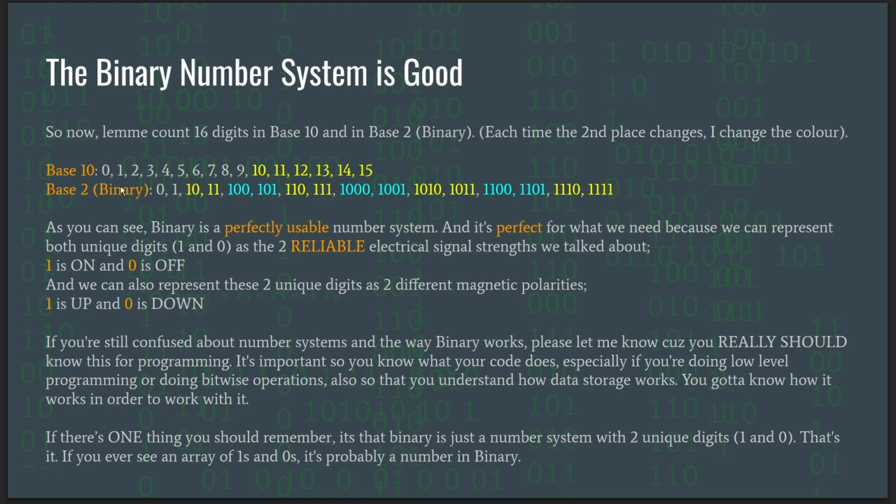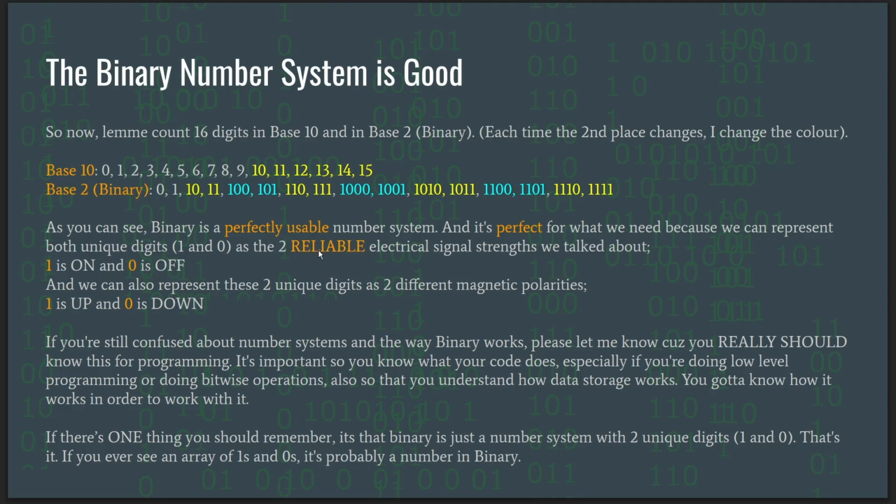Base 2, binary: 0, 1, 10, 11, 100, 101, 110, 111, 1000, 1001, 1010, 1011, 1100, 1101, 1110, 1111. As you can see, binary is a perfectly usable number system.